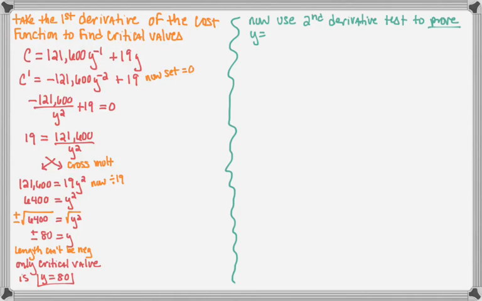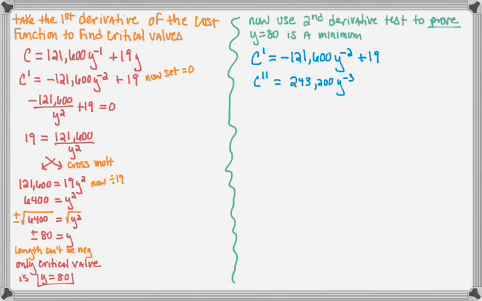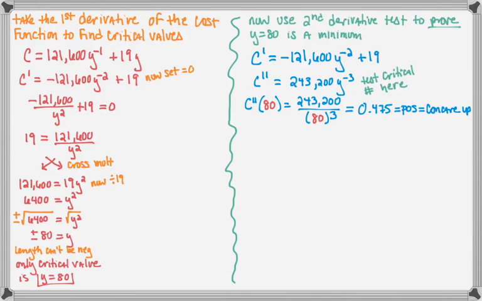Now we want to use the second derivative test so that we can prove that 80 was a minimum. So I've copied the first derivative over, taking the second derivative. Now I need to test the critical number in that second derivative. My critical number of 80 gets plugged in, and using my calculator, I've got 0.475. Because this number is positive, it's in a concave up region, and so my critical number would be a minimum.